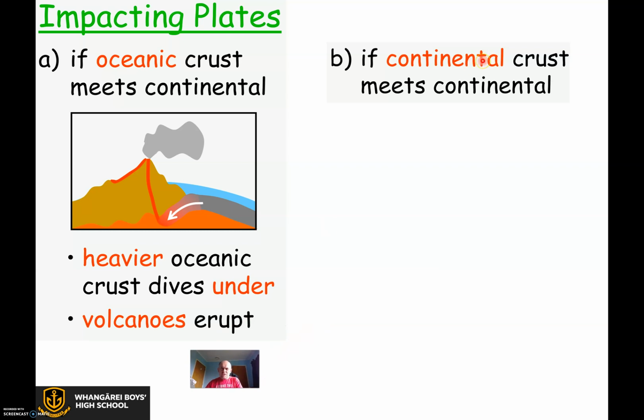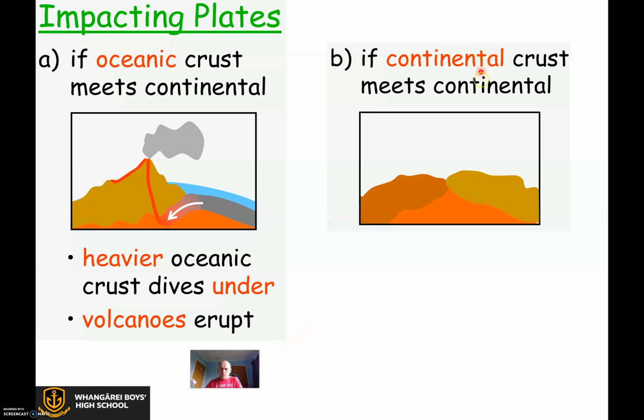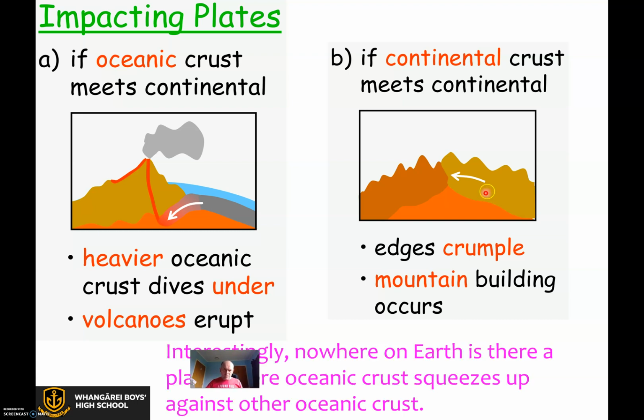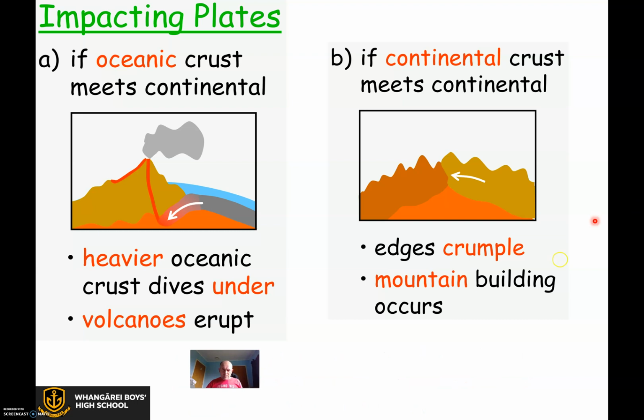If continental crust meets continental, well, one's not going to go up above the other. The two are going to meet together and then just wrinkle up. A good example of that is where India pushed into Asia, and we finished up with the Himalayas. That's quite a wrinkle. The Himalayan mountains are quite a wrinkle.